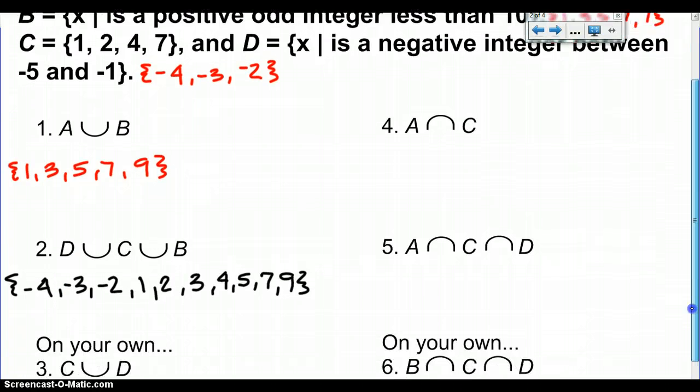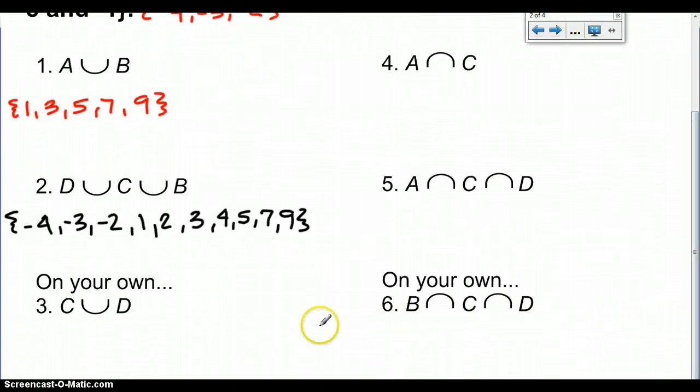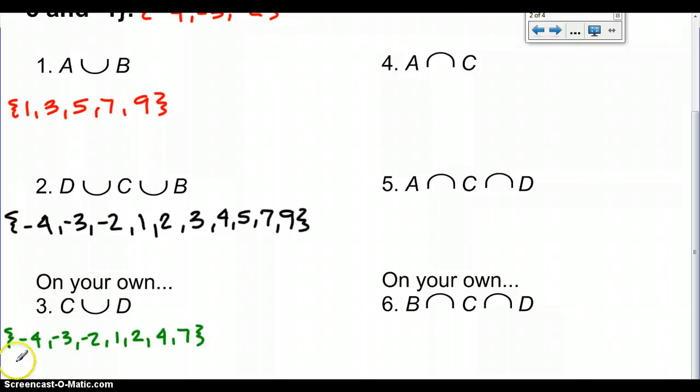So I want you guys to pause it, do number 3 on your own, and we'll come back and see if we get the same answer. Okay, you guys can see what I did. All the numbers that are represented in C or in D are -4, -3, -2, 1, 2, 4, and 7. So this is the union between C and D. I'm going to move on to number 4.